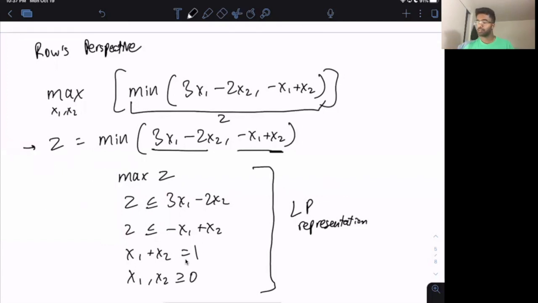In row's perspective, we can do the exact same thing in column's perspective, right? We can come up with a linear programming representation for a column's perspective as well. And so here, again, this was the thing that column was trying to minimize.